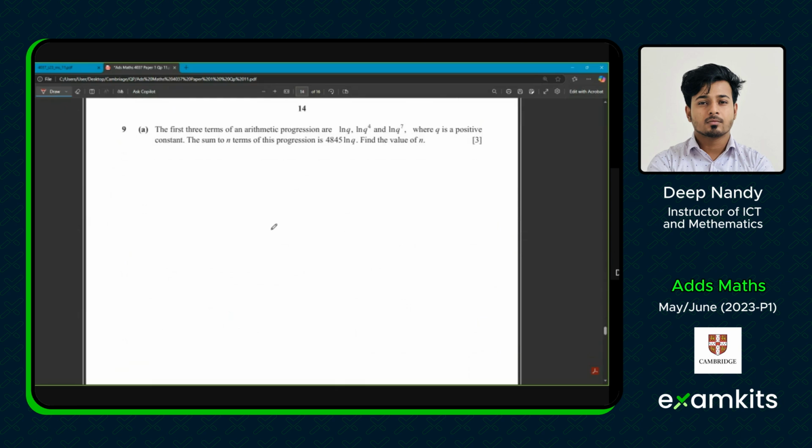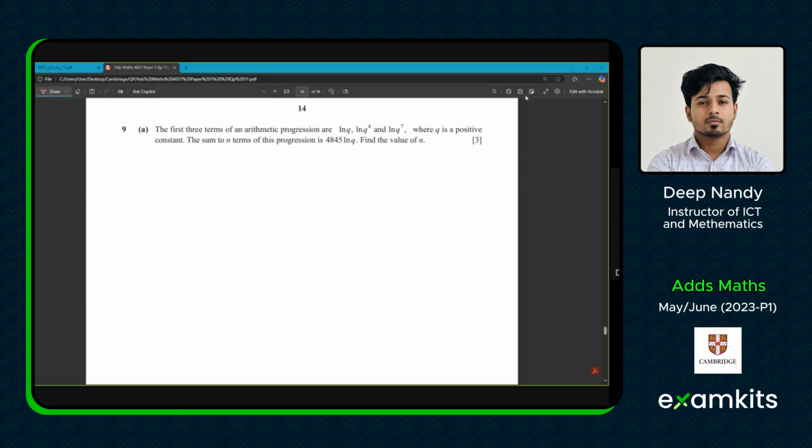Now, for question 9, the first three terms of an arithmetic progression are ln q, ln q^4, and ln q^7, where q is a positive constant. The sum of the first n terms of this progression is 4845 ln q. Find the value of n.